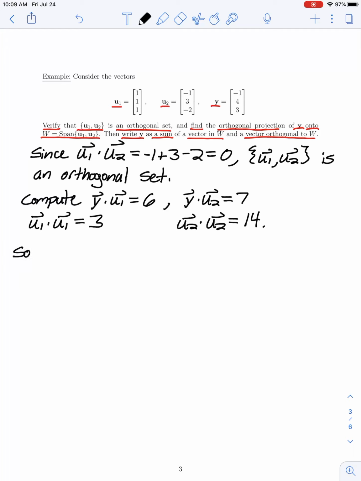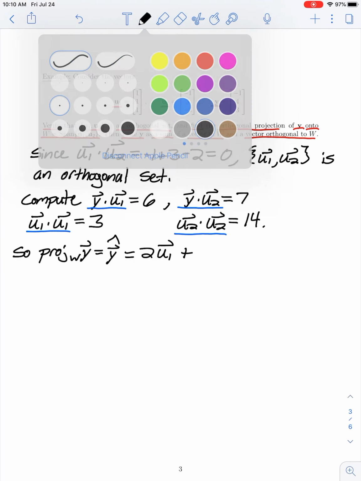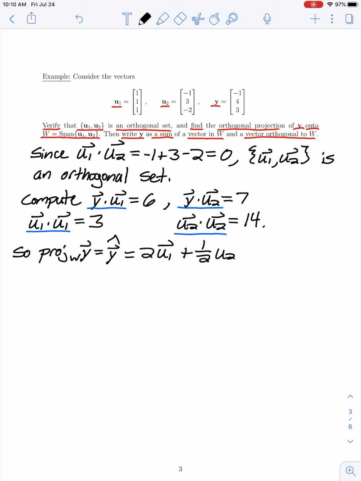So finding the orthogonal projection of the vector y onto the subspace W, which can also be denoted as y hat, we would have for our first weight the quotient of the dot product of y with u1 over the dot product of u1 with itself, so 6 over 3, or 2, times u1, plus for our second weight we would have the quotient of the dot product of y with u2 over the dot product of u2 with itself, so 7 over 14, or 1/2 of u2. So let's find this vector.